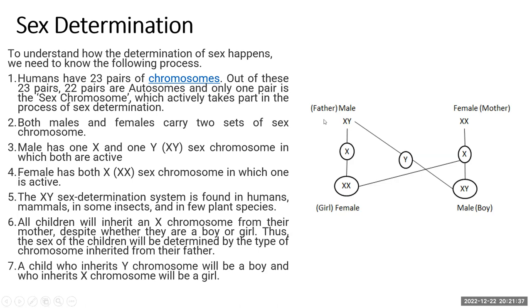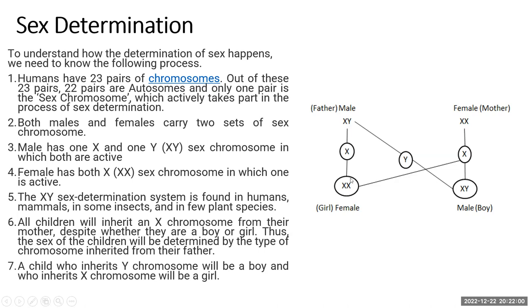So the father will have a mismatched pair. One is X, one is Y. Whereas a mother will have a perfect pair XX. Out of these two, one is active. Hamesha X hamesha active hota hai. In this situation, X and Y.